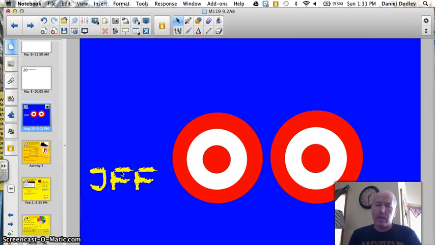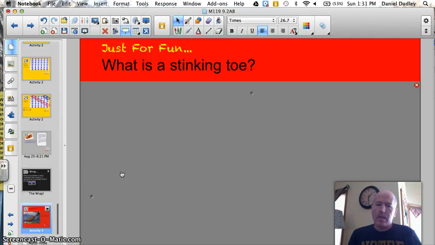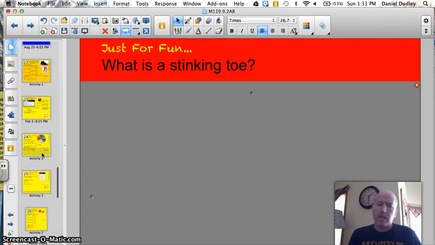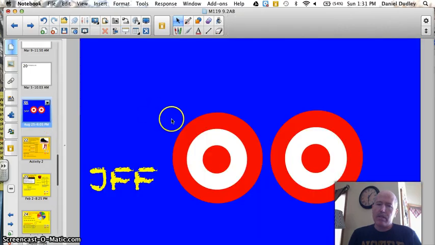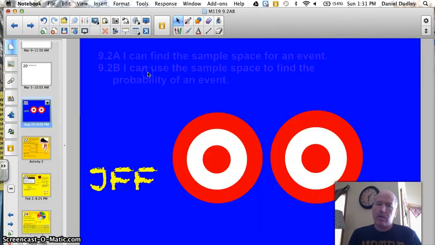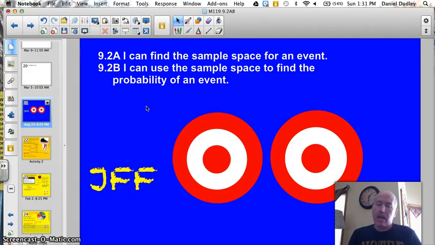Let's start off with a smelly trivia question. What is a stinking toe, and it's not that thing on Uncle Fred's foot? Well, officially tonight we have a double target: 9.2a, I can find the sample space for an event, and 9.2b, I can use that sample space to find the probability of an event.